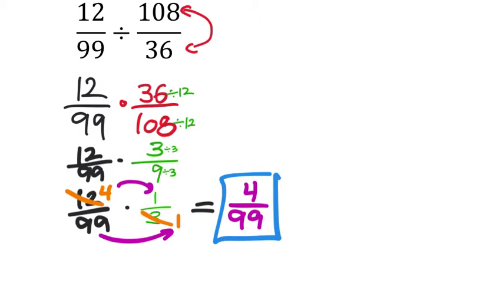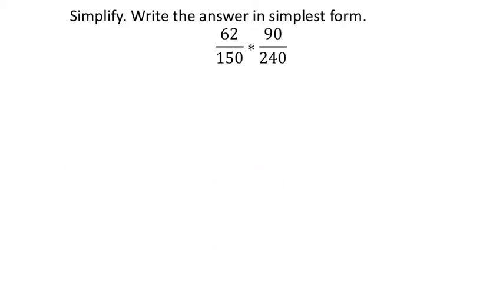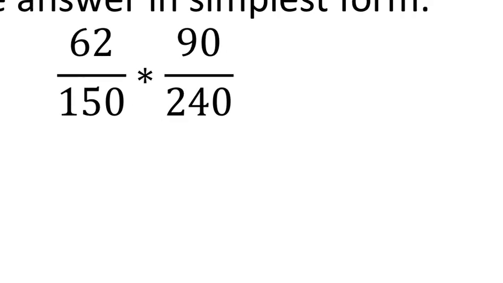So it looks like, if you multiply the 12 and 36 and the 99 and 108, you'd get some big numbers out of that. But then you could have divided by 2 and then 2 again and then probably 3 and a 3. And then you'd have ended up with 4 over 99. Same answer, should get the same answer either way. So we'll write this one in simplest form and see what we get.